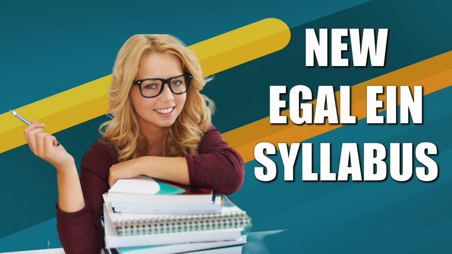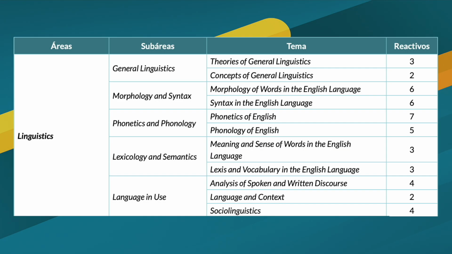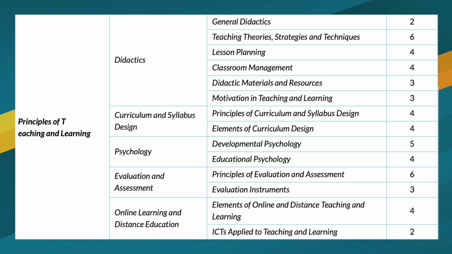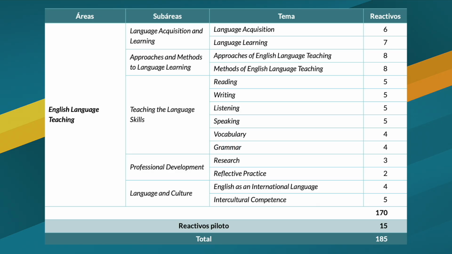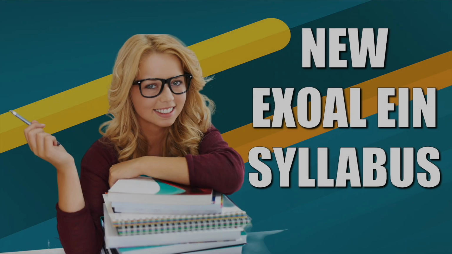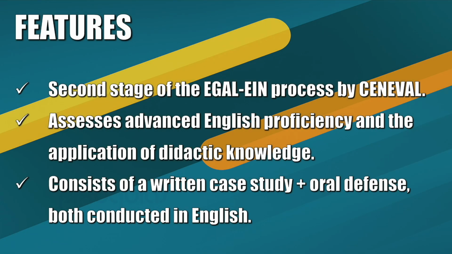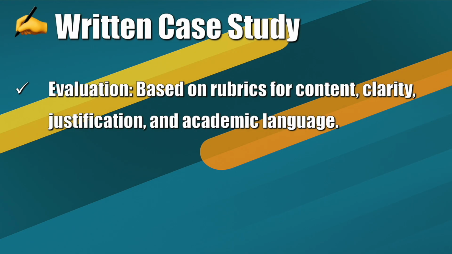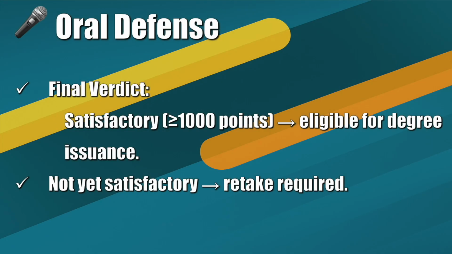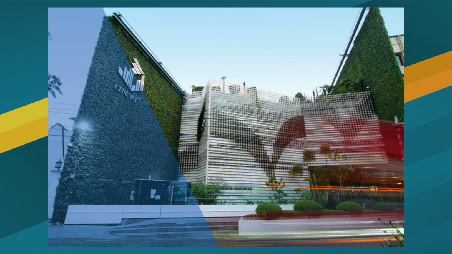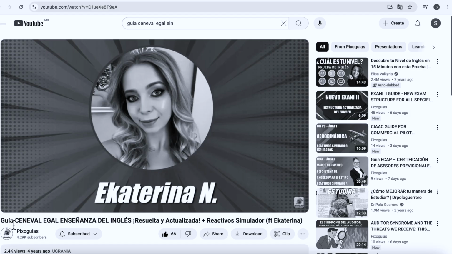As you know, the English teacher accreditation process by CENEVAL includes two phases. Phase 1, EGAL EIN test or writing test, and Phase 2, the EXOAL EIN test, or basically just the oral test. The first phase, or EGAL EIN, consists of 3 areas, of which you can see all the details in the previous video made by Ekaterina and Rodrigo.